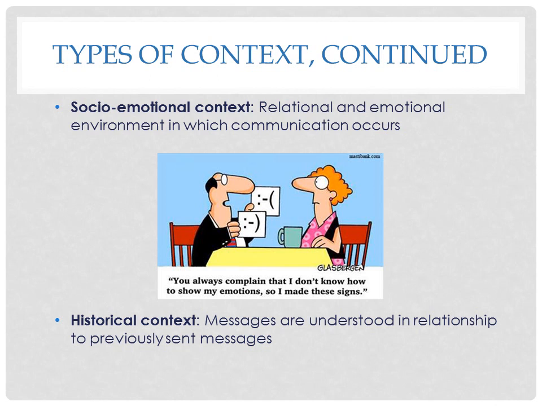Then there's the historical context. Messages are understood in relationship to previously sent messages. So if you're having a conversation with your best friend about something that happened 10 years ago, you have a shorthand, whereas something that you discuss with someone that's relatively recent, who you don't know as well, is going to require a lot more explanation.